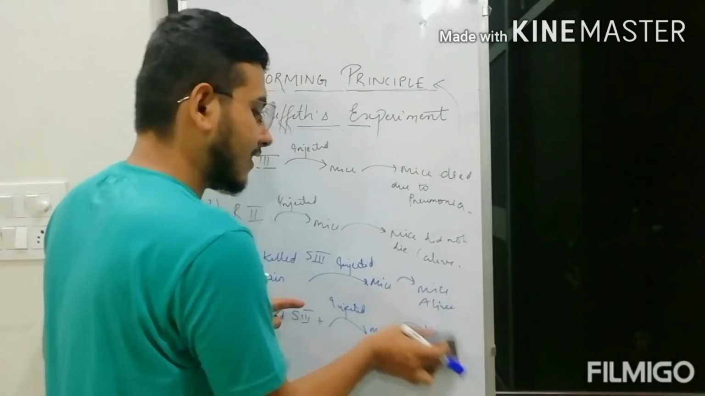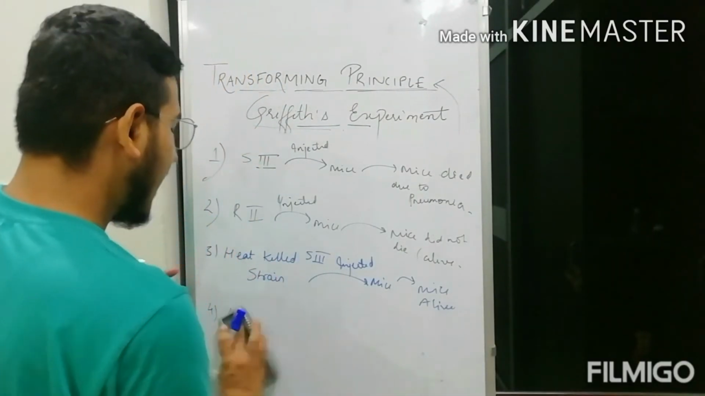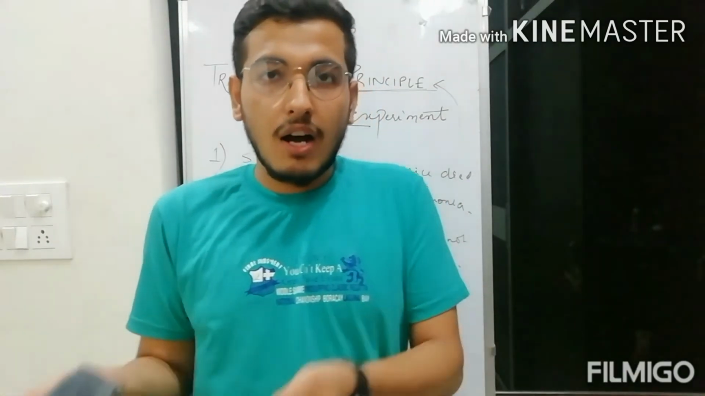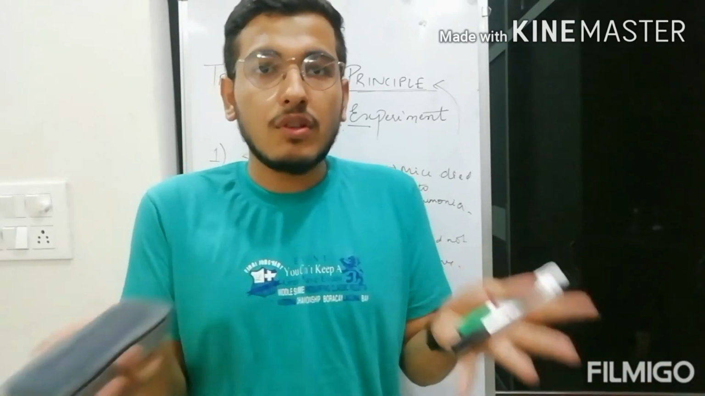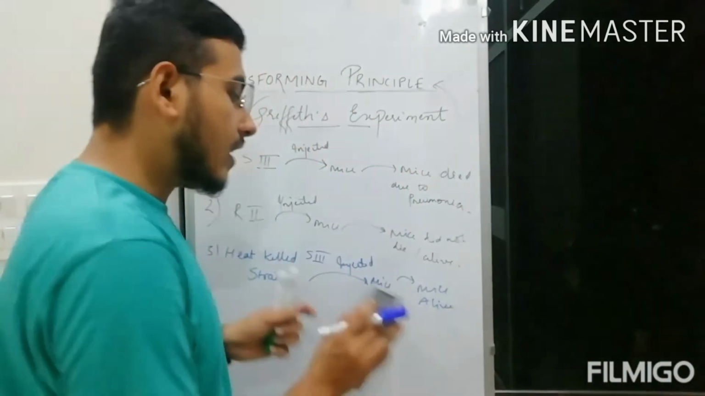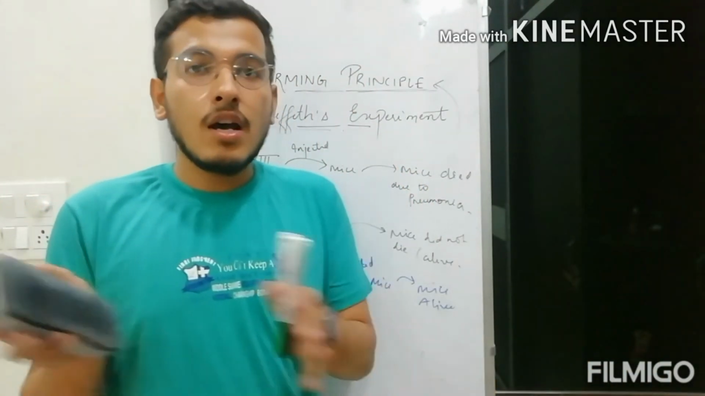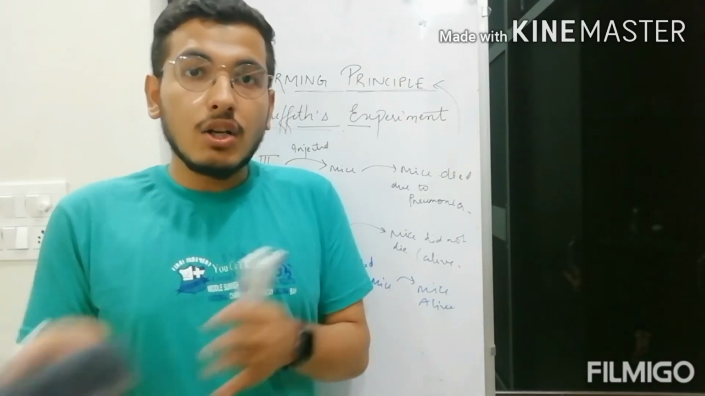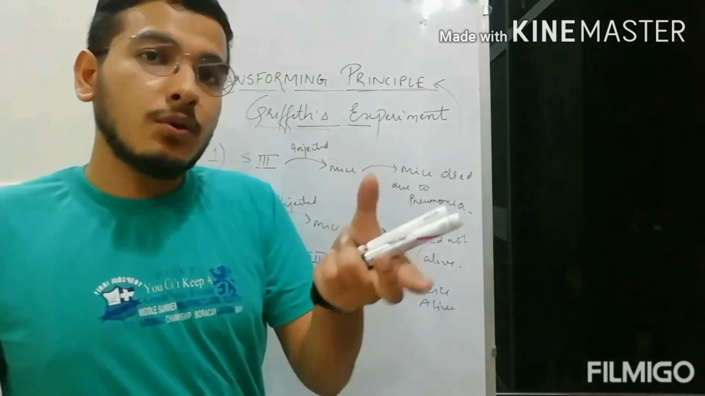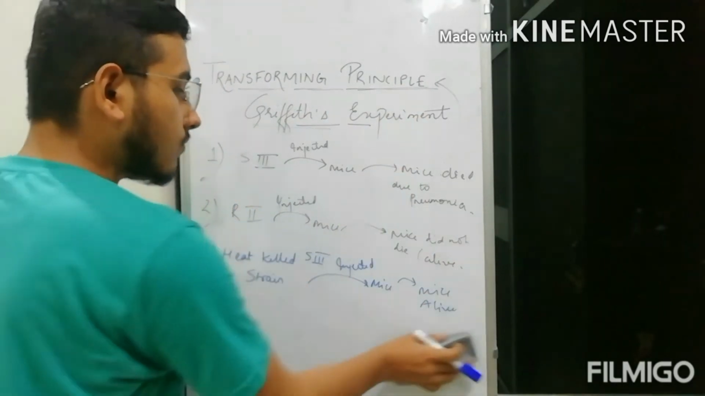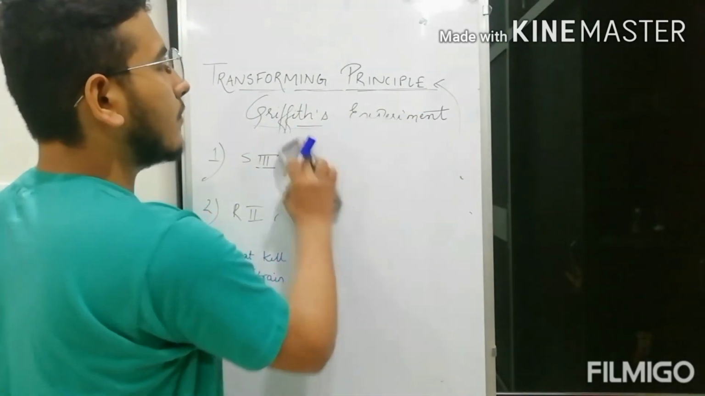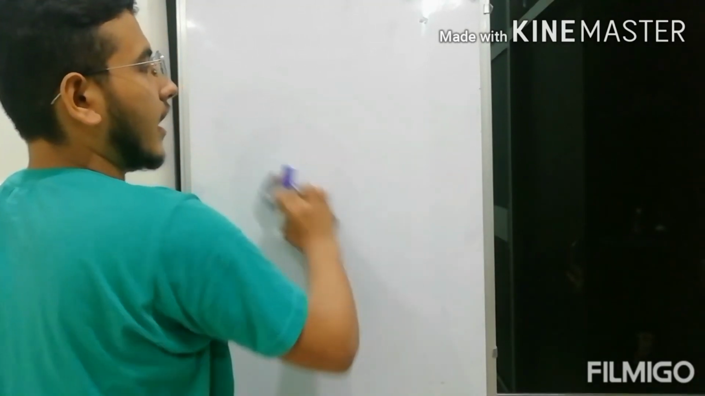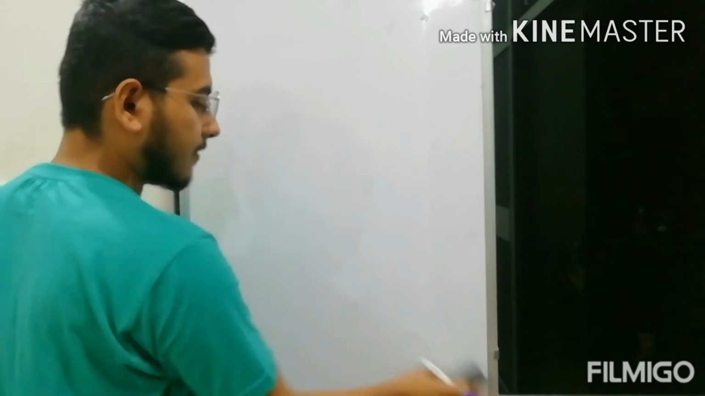So in his experiment, the biochemical nature of what got transformed from S3 strain to R2 strain was not concluded, but he told that something is getting transformed from the heat killed S3 type strain to the R2, that caused the R2 type to be virulent. Its biochemical nature was proved by the Avery, McLeod and McCarty experiment.